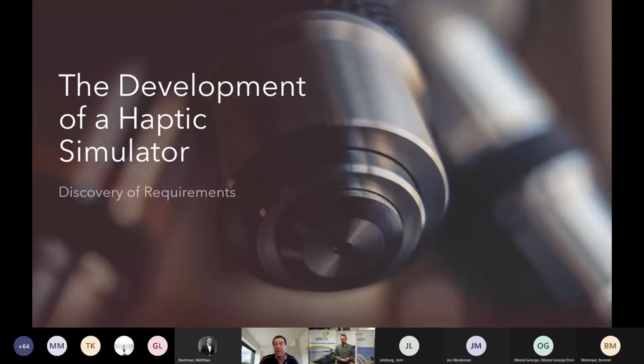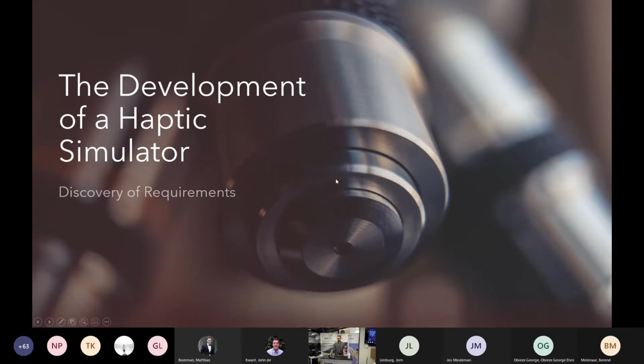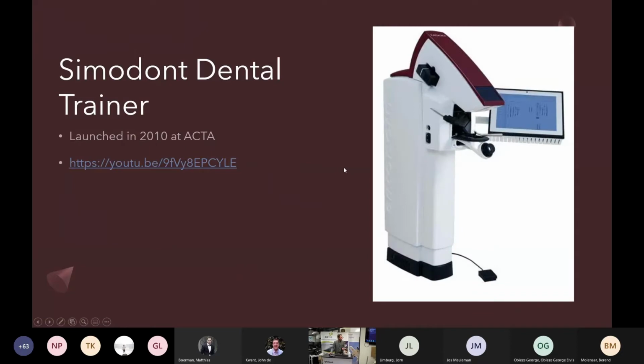I have a background in the development of haptics. Haptics is force feedback, so that's my link with this project. I would like to tell you a little bit about how we developed a haptic simulator, in this case for dental training. There are some similarities between the project that we did and the project that we are working on now. So I want to tell you briefly in this next half hour what challenges we came across and how we dealt with them.